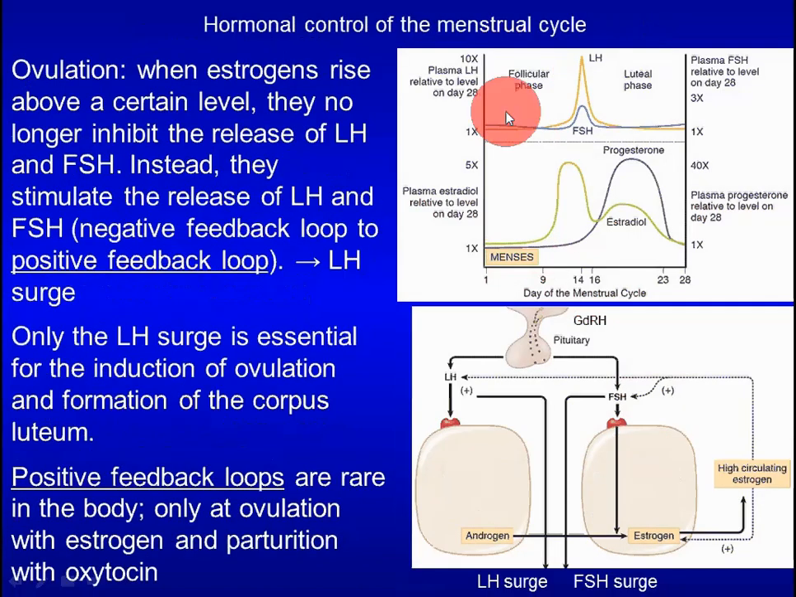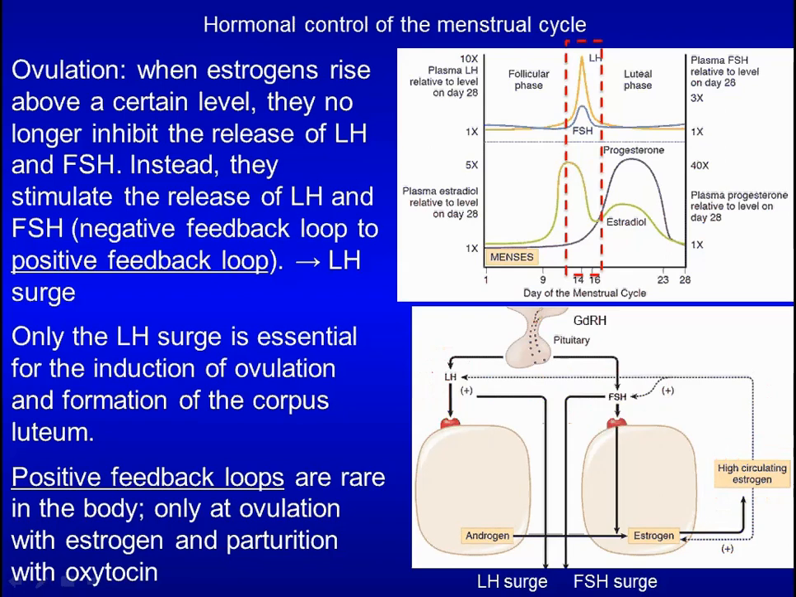Again, these are hormone levels. Right before ovulation, estrogen levels rise. When they rise above a certain level, they no longer inhibit release of luteinizing hormone and follicle-stimulating hormone, as shown here. Rising estrogen levels instead stimulate the release of luteinizing hormone and follicle-stimulating hormone.